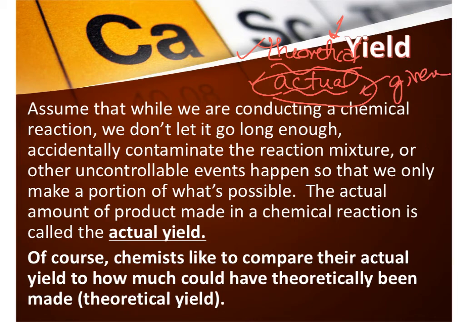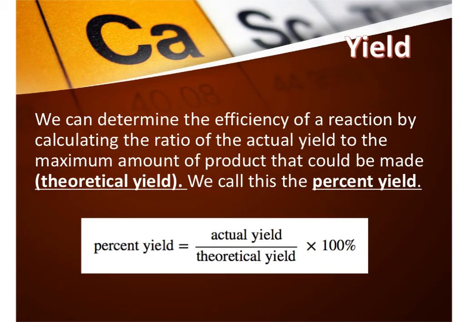Now, of course, chemists always want to know what the actual yield is compared to the theoretical yield, right? What ratio of the product did they get from what they could have gotten? And that's percent yield. So this is a formula you need to know, okay? Percent yield is simply the ratio that the chemist gets, the actual yield over the theoretical yield, the calculated amount that could have been made, times 100. And so that's a real common thing to have to calculate.